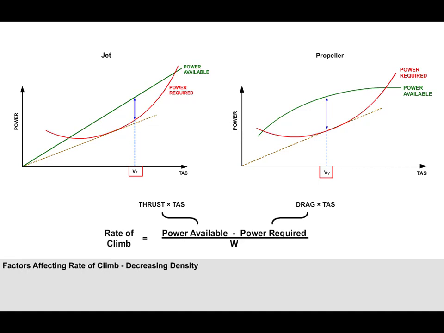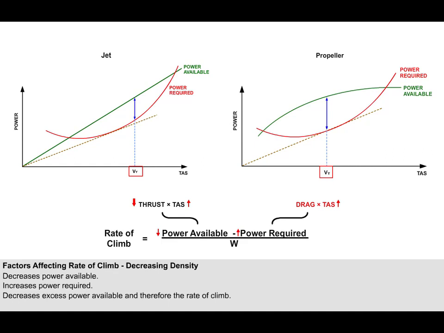Let us just focus on the power available for the moment. Decreased density will decrease the thrust, but it will also increase the true airspeed. The overall effect is that the thrust loss is more than the TAS gain, meaning overall that the power available decreases. Looking at power required, decreased density will increase the true airspeed, but have no effect on the drag. Therefore, the power required will increase.